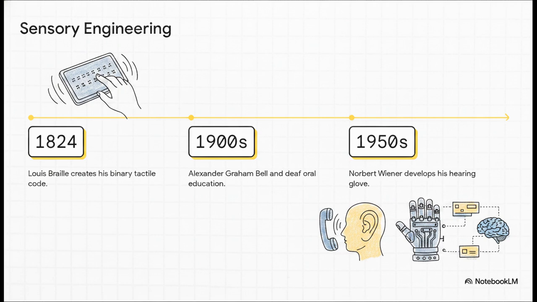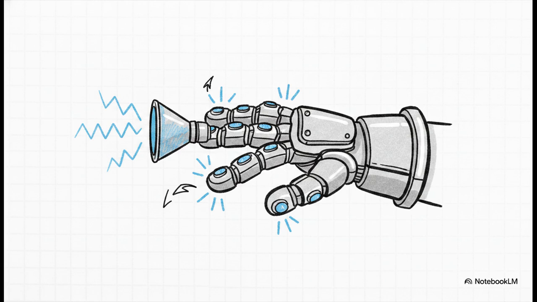We are seeing a direct evolutionary line from tactile writing systems straight to the birth of early telecommunications and mid-century cybernetics. Now, what's really interesting about this slide is how Norbert Wiener viewed the human body. He didn't just see a person, he saw literal hardware. His hearing glove was a wearable feedback loop designed to convert acoustic speech signals into distinct frequency bands.